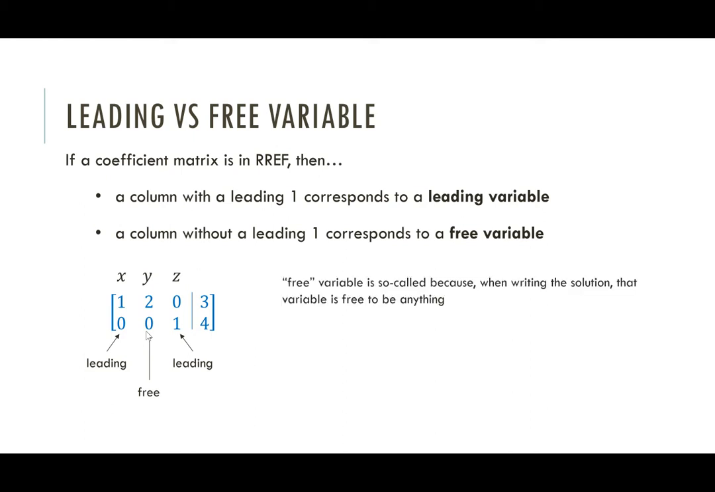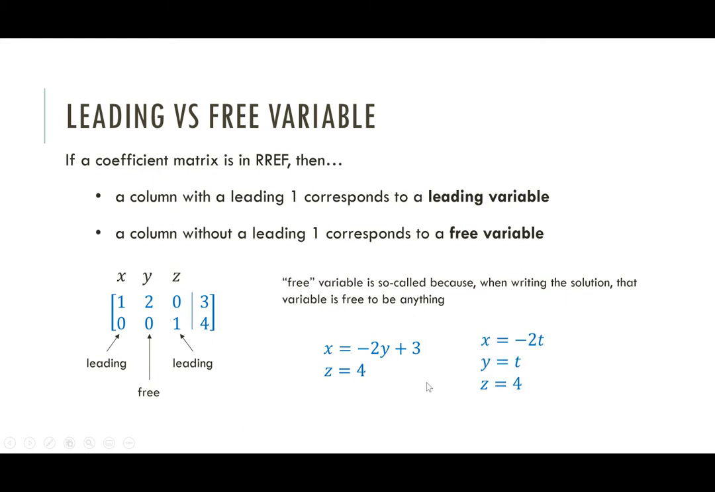Let's translate this back into equations. Let's read what I said on the slide first. Yes, a free variable is so called because when writing the solution, that variable is free to be anything. So let's write the solution like we did in the last video. Translating this matrix back into equation form and then solving for the leading variables, we have x is minus 2y plus 3 and z equals 4.